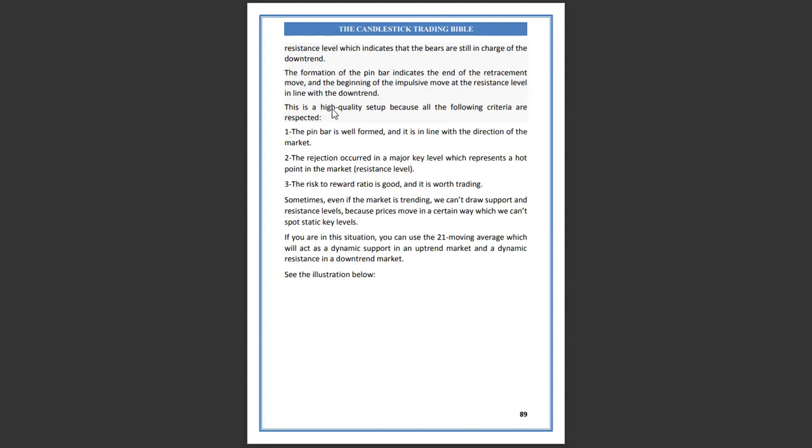This is a high quality setup because all the following criteria are respected. The pin bar is well formed and it is in line with the direction of the market. The rejection occurs at a major key level, which represents a hot point in the market. The risk to reward ratio is good and it is worth trading. You hear what I mean? And yes, I like this one as well. Talk about this before continuing reading.